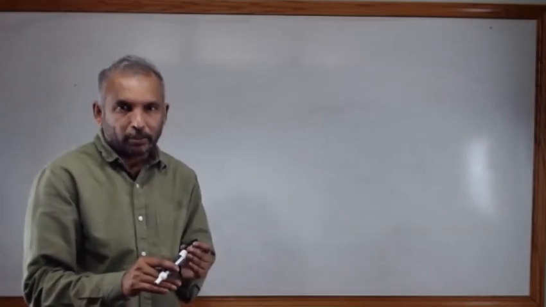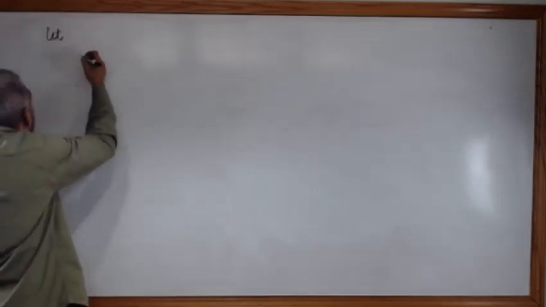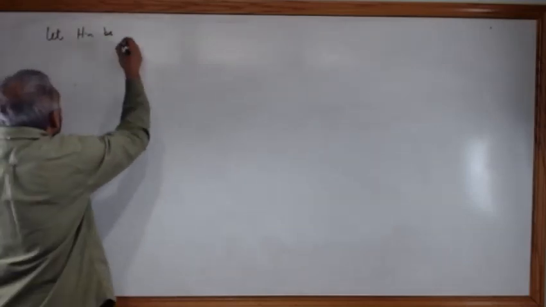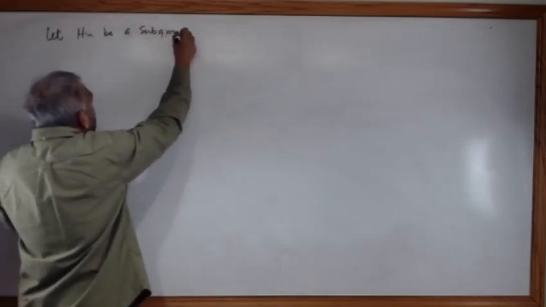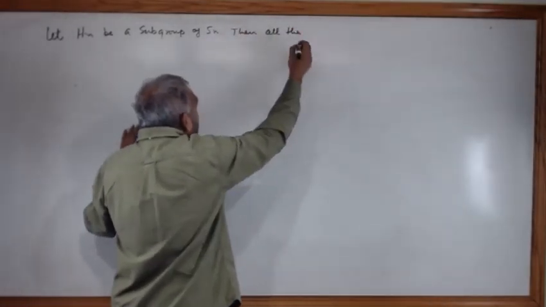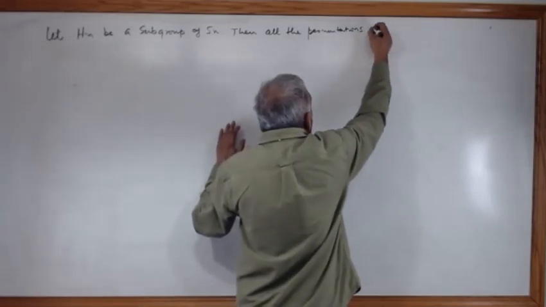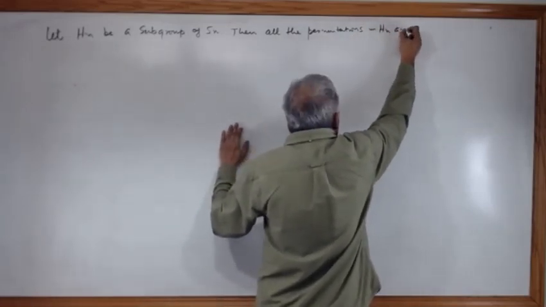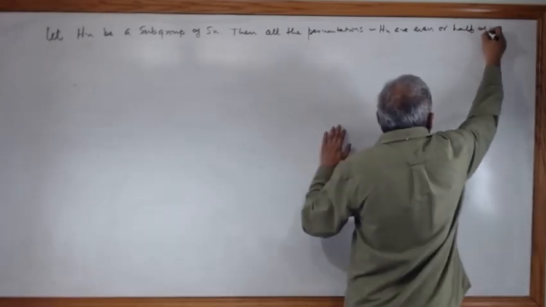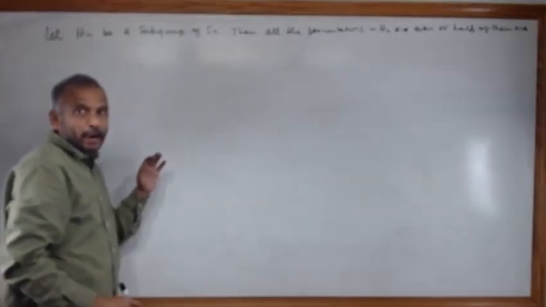So we will do the last problem in this session, and that is: let Hn be a subgroup of Sn, then either all the permutations in Hn are even, or half of them are even.